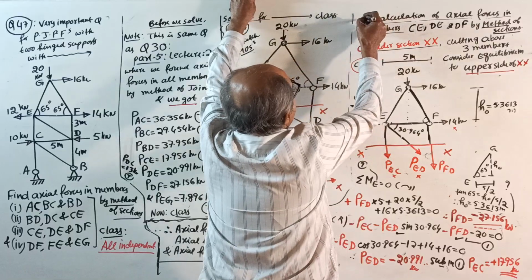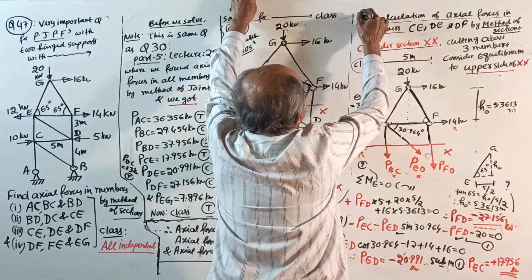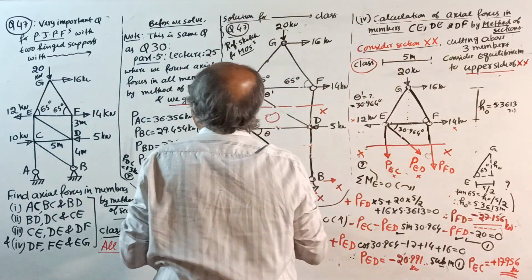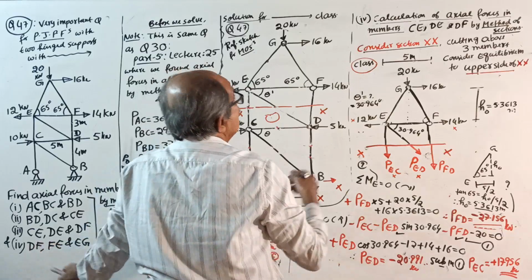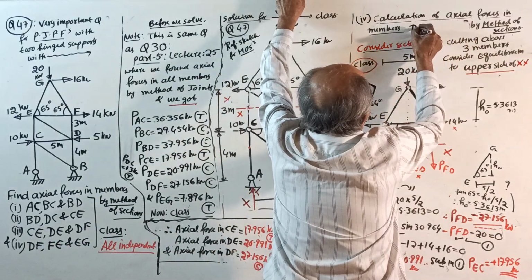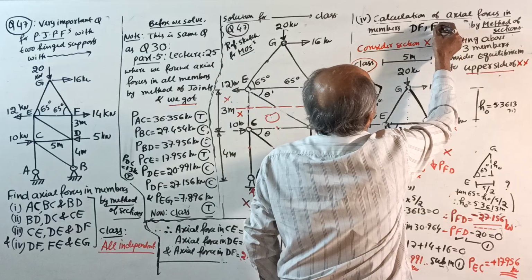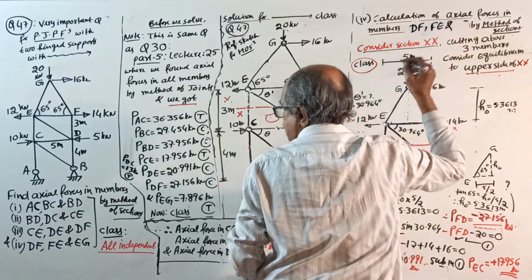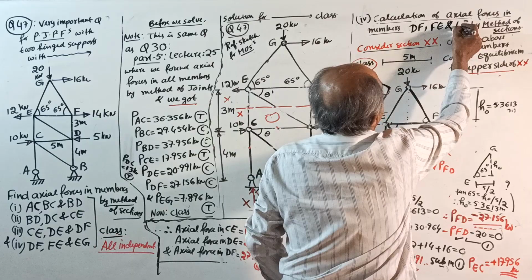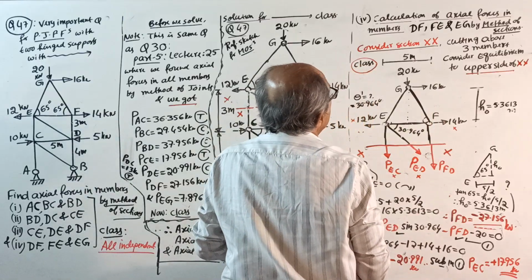Now, lastly, in front of you, I will do the 4th question. Okay, in front of you only. Fourth one: calculation of axial forces in the members DF, FE and EG. The concept is there. EG by method of section.